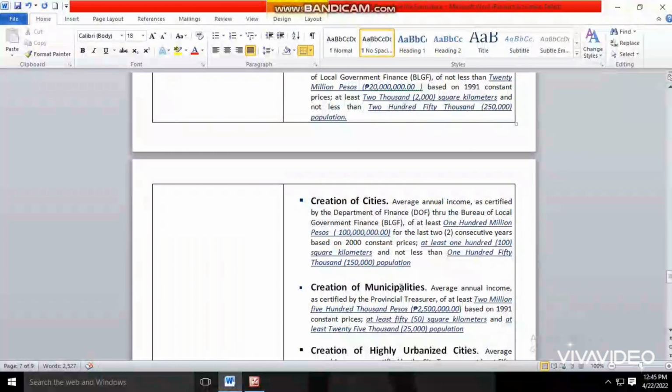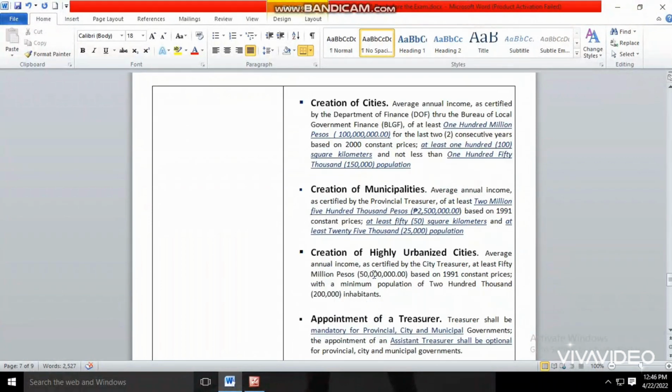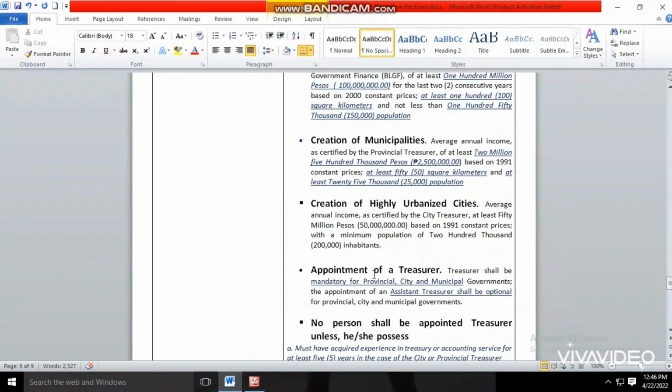Municipality, 2,500,000 pesos, 50 square kilometers, and 25,000 population. How about the creation of the highly urbanized cities? It's about 50 million for the income, then 200,000 inhabitants.